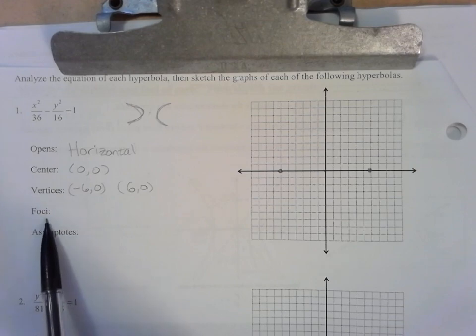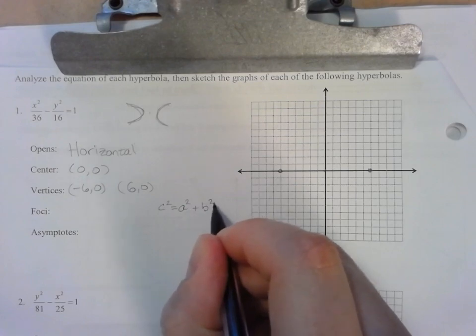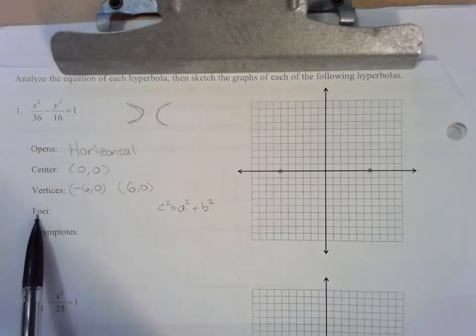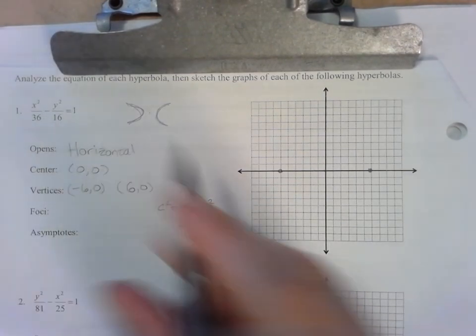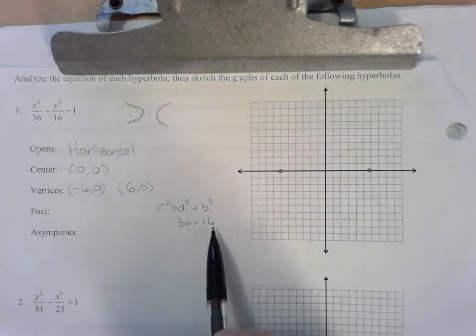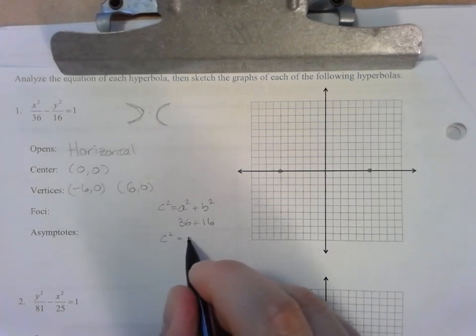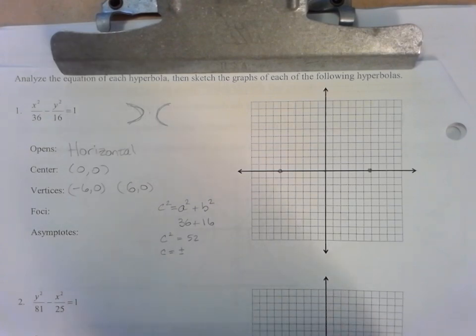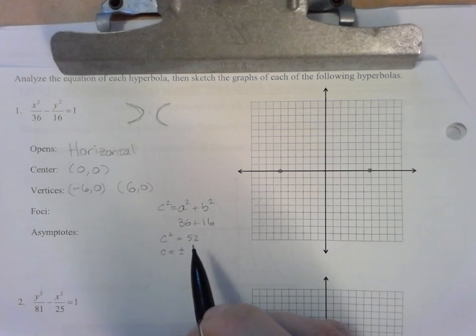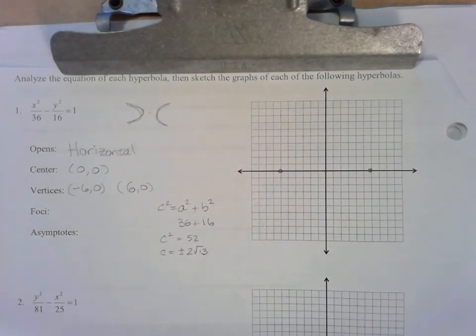Where's the location of the foci? On the previous page, we learned that c squared equals a squared plus b squared. This was the formula that's going to help us identify the location of our foci. A squared is 36. B squared is 16. 6 and 6 is 12. 30 and 10 makes 40. That's 52. So c squared equals 52. C equals plus or minus square root of 52, but I feel like that can be simplified. 4 goes into 52 13 times, so 2 root 13 is the simplified version of the square root of 52.